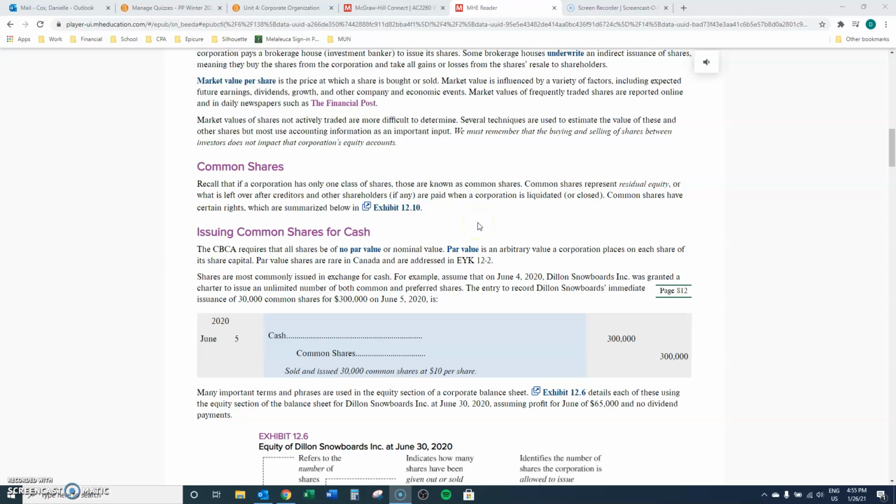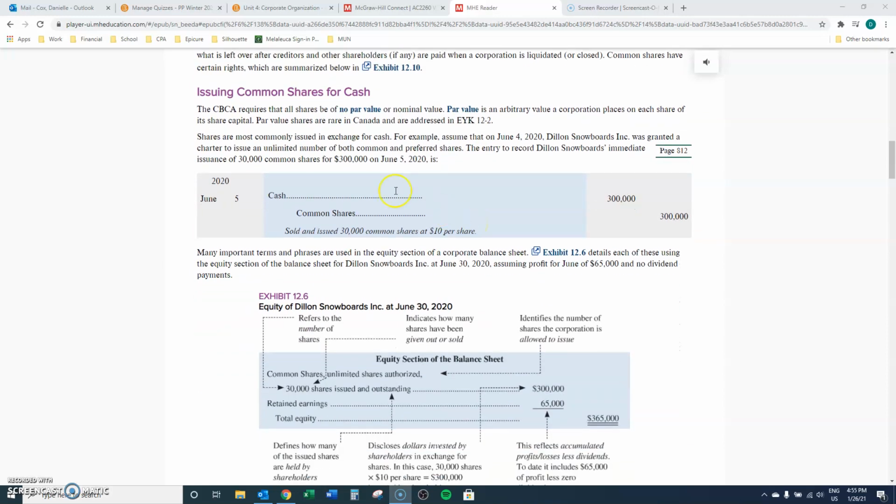Issuing common shares. Shares are most commonly issued for cash. So here, June 4th, they were granted a charter to issue an unlimited number of common and preferred shares. They go ahead and issue 30,000 common shares for $300,000. So they receive $300,000, so we debit cash and we credit common shares $300,000.